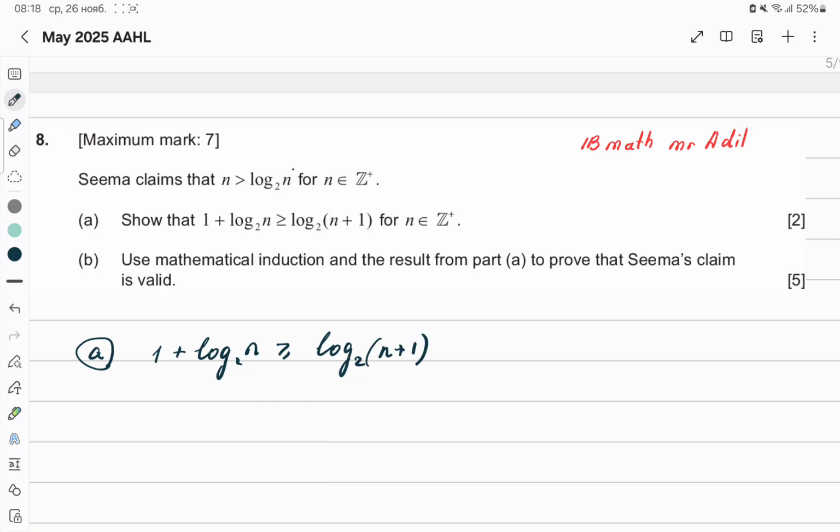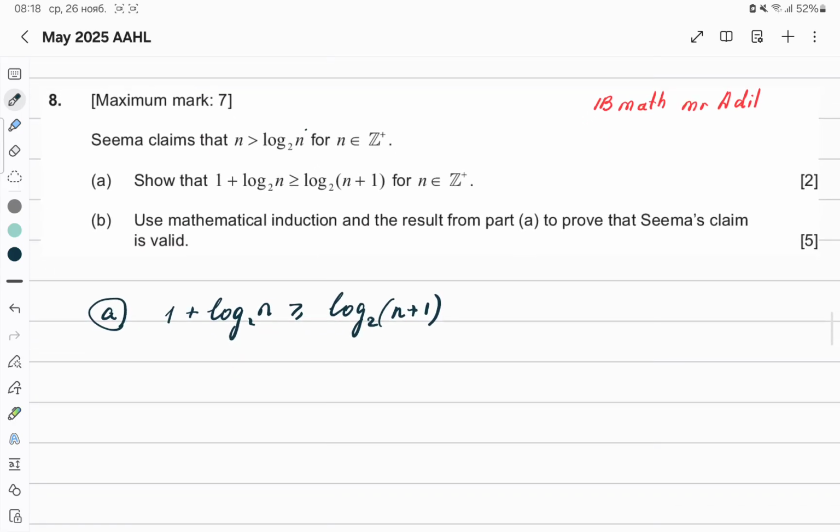So in this question we are going to consider the past paper May 2025 Analysis and Approaches high-level course. This is question number 8 related to mathematical induction, and in part A we have to show that 1 plus logarithm n base 2 is more than or equal to logarithm n plus 1 in base 2 for positive integers, right? Okay, so now let's have a look.